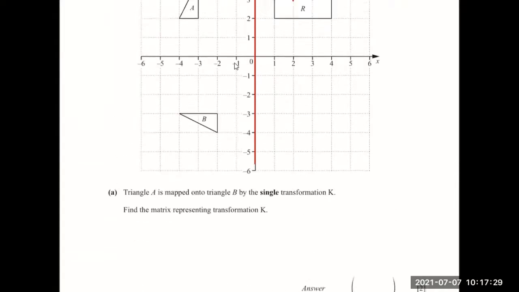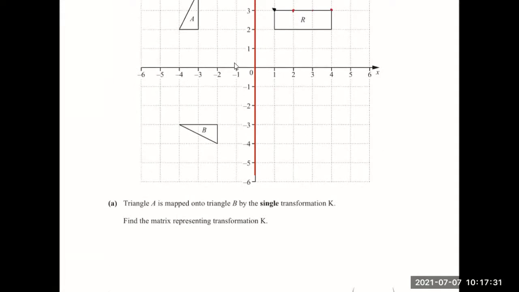Now, what did I tell you? That the perpendicular distance between the line of reflection and the object is the same as the perpendicular distance on the other side. So I can say that this point is going to be reflected here. Similarly, this point is again 2 units away. It's going to be reflected here. You see, I'm moving perpendicularly. I'm always going to do that.